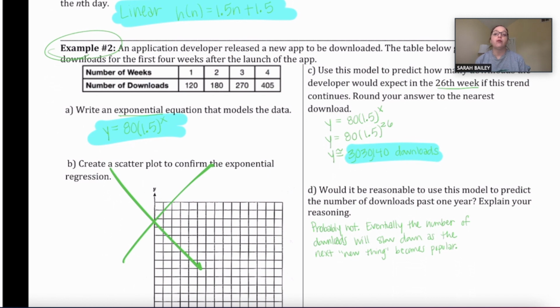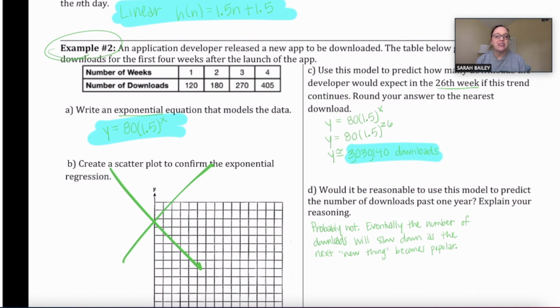For example 2, they told us to come up with an exponential equation. So I came up with that. And I told you you could skip making the scatter plot. Part C, the 26th week. So you should have substituted 26 in place of x, and it did say round to the nearest download, which would be, in this case, the nearest whole number.